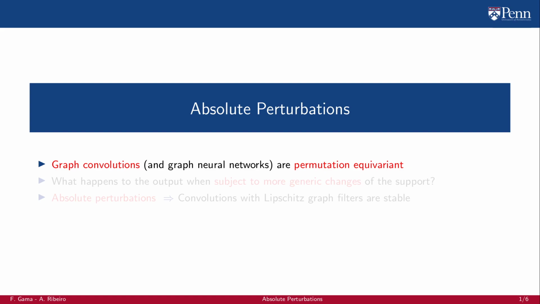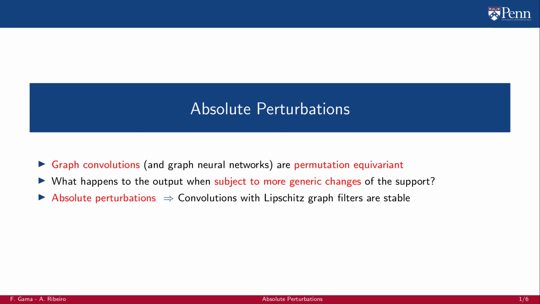Up to this point, we know that graph convolutions are permutation equivariant, and that this property is inherited by graph neural networks. Basically, permutation equivariant says that when we take a graph filter and use it on a given shift operator or on a permuted version of that shift operator, nothing changes. But what happens to the output of a graph convolution when they are subject to more generic changes of the underlying graph support? In this segment, we will discuss the model of absolute perturbations, and we will show that graph convolutions using Lipschitz graph filters are stable to absolute changes in the support.